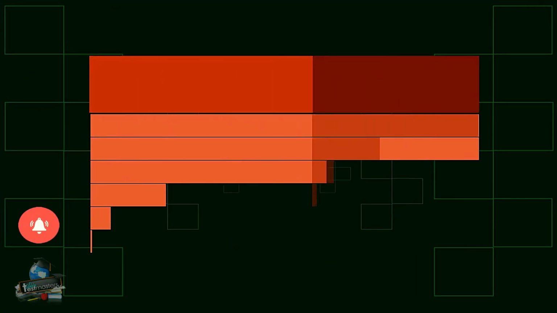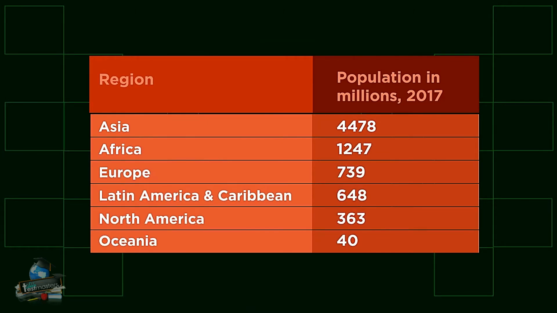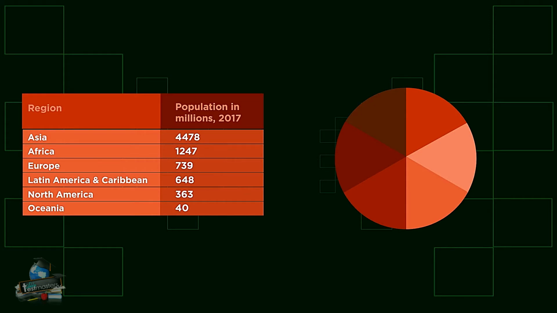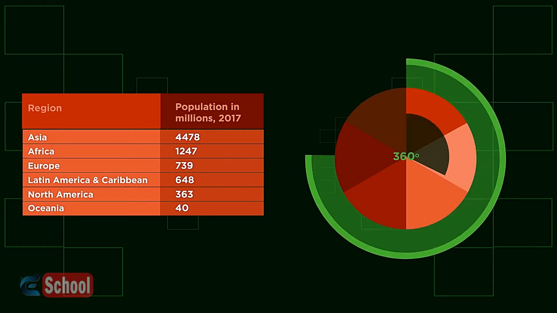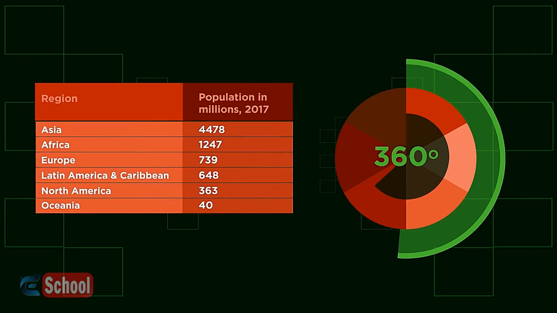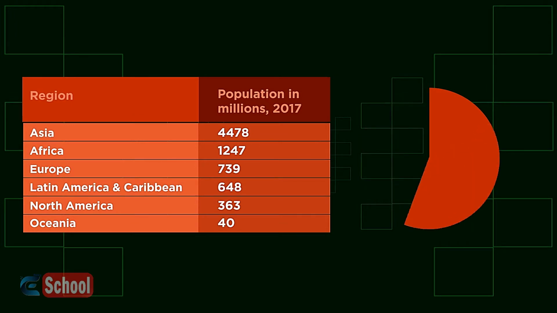So let's turn this population data into a pie chart. We need to work out what size each sector of the pie is going to be. You should already know that there are 360 degrees in a circle. So we need to share this 360 degrees out amongst our different categories. Asia has the biggest population, so needs the biggest slice.